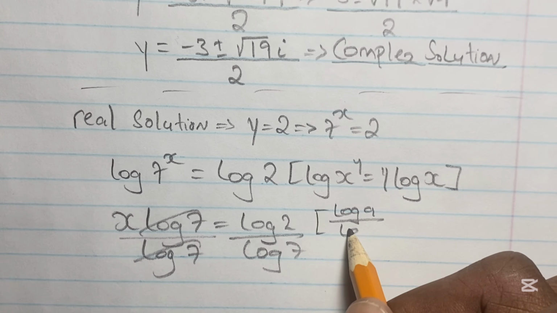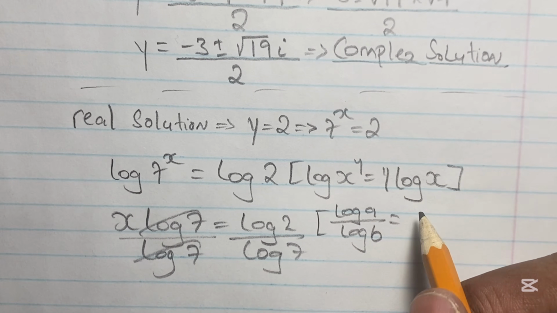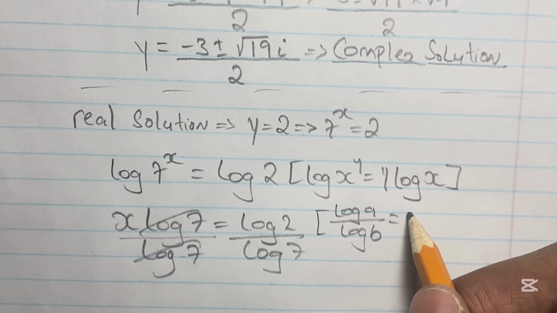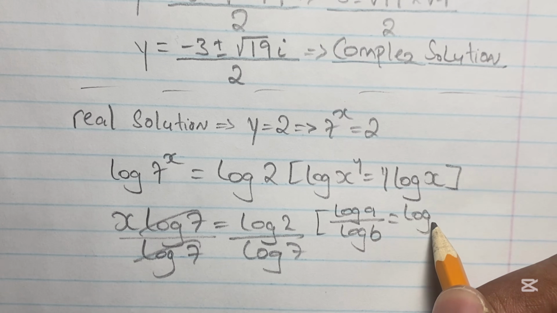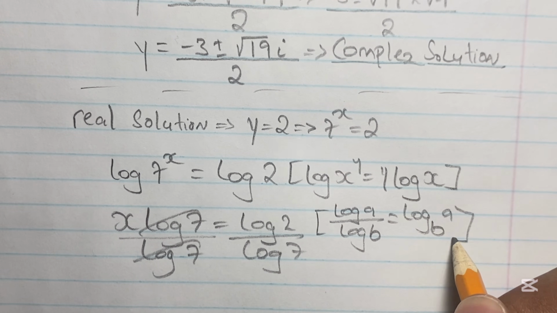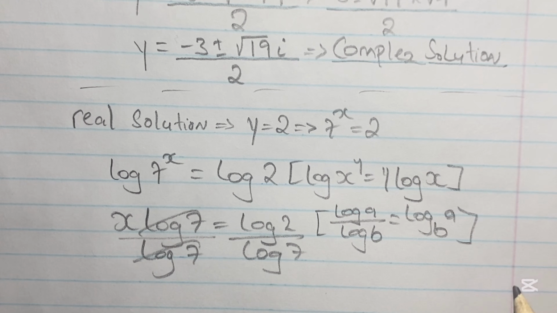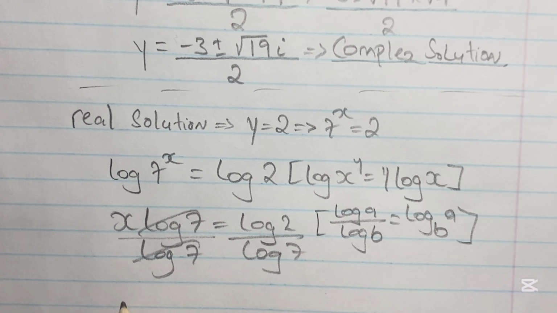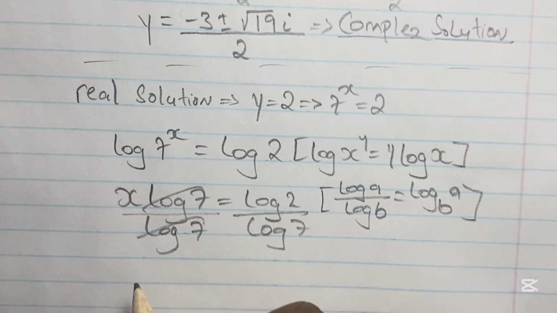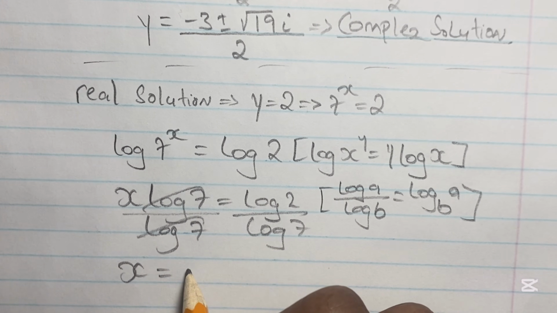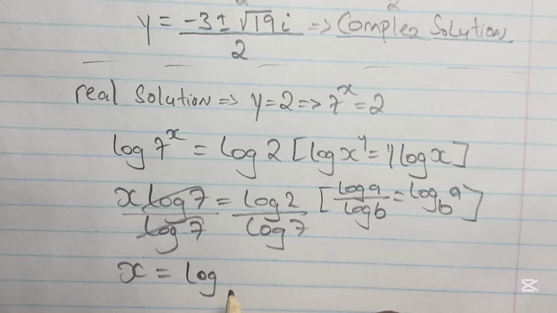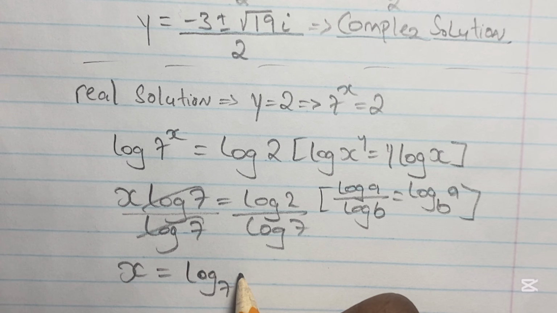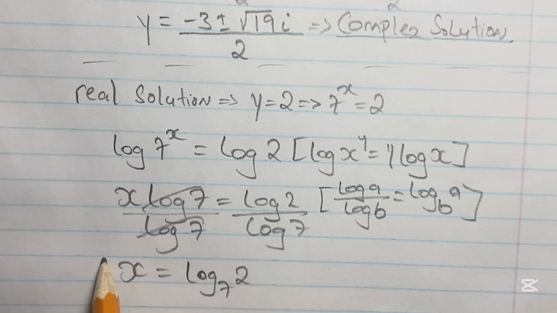But we can simplify this using this logarithm rule. So we'll have log a over log b is equal to log base b of a. So we'll be using this expression here to simplify for the value of x. So x then is therefore equal to log base 7 of 2, and this is our solution for x.